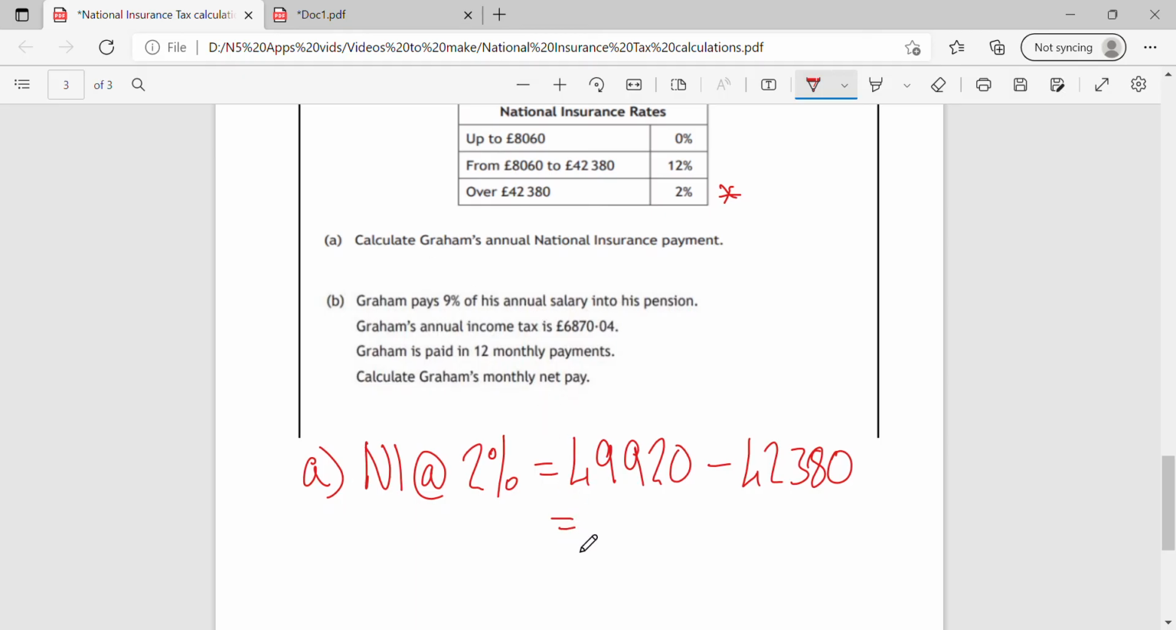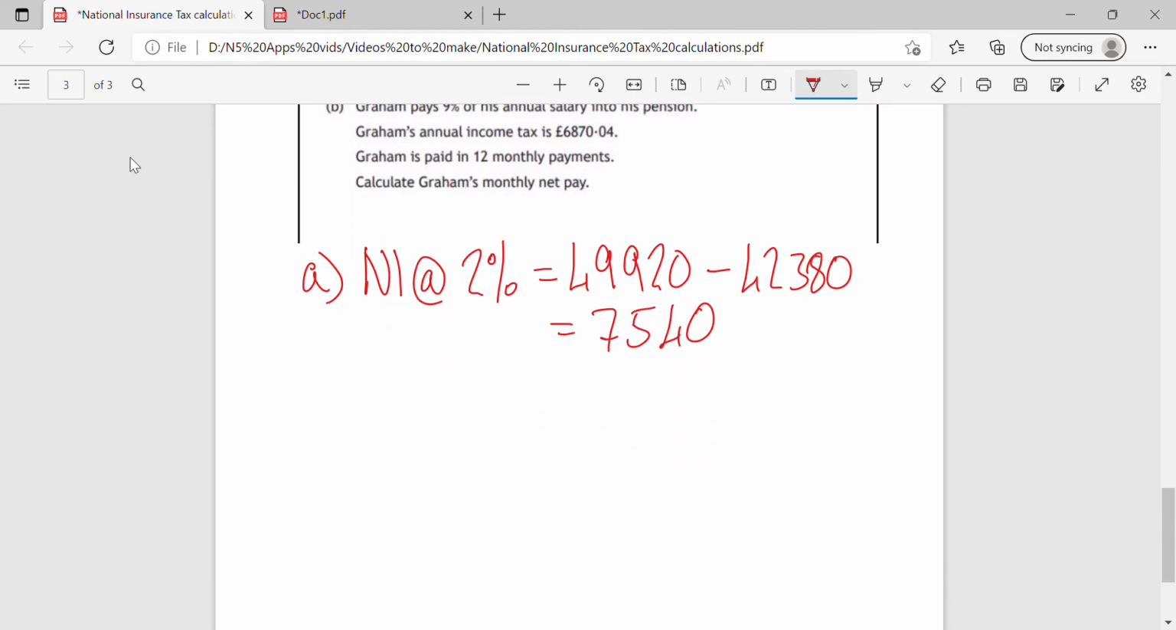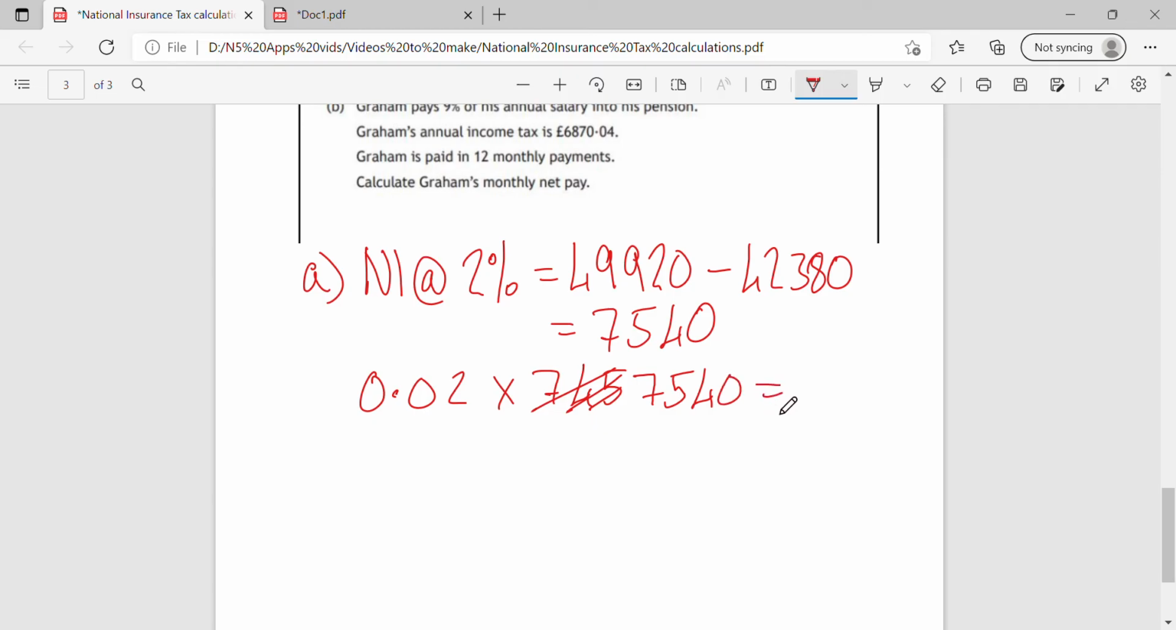So that is £7,540. He pays that at 2%, so 2% of that is 0.02 times 7,540, which equals just £150.80.